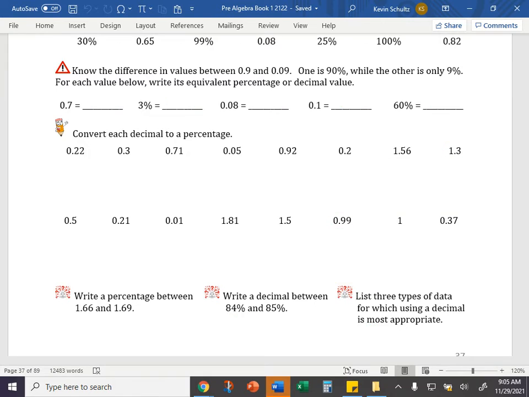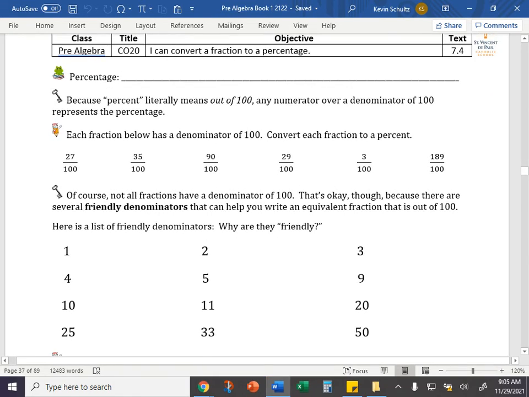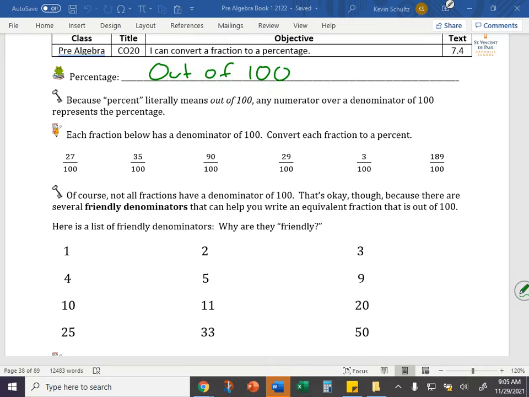The second page that's going to be part of your homework is converting a fraction to a percentage. And we've already defined percentage. A percentage literally means out of 100. Okay? Out of 100. And so when you look at a fraction, such as 27 hundredths, that is written out of 100, what is that percentage going to be?